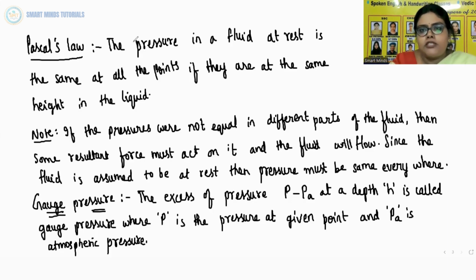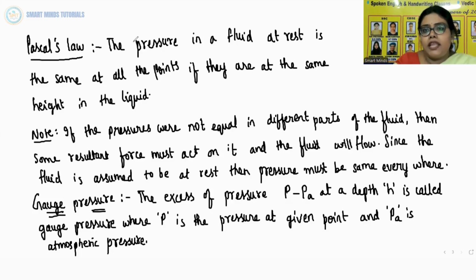Now let us see what is Pascal's law. The pressure in a fluid at rest is the same at all the points if they are at the same height in the fluid. If the pressures were not equal in different parts of the fluid, then some resulting force must act on it and the fluid will flow. Since the fluid is assumed to be at rest, the pressure must be the same everywhere.